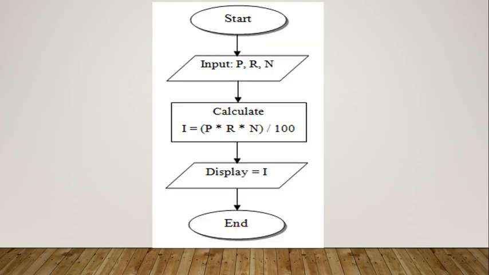So this is our flowchart. We have accepted P, R and N. P is the principal amount, R is the rate of interest, and N is the number of years, the time period that we have accepted from the user. And in the processing box, we have calculated the interest, which is P multiplied by R multiplied by N divided by 100, and we have displayed it in the parallelogram. Next one, we have displayed the interest.